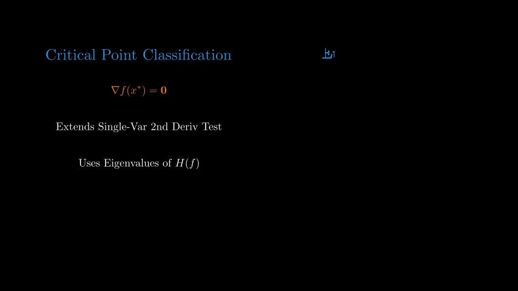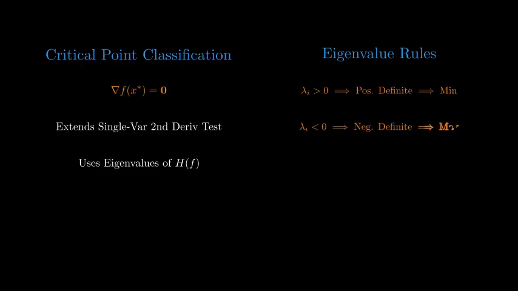If all the eigenvalues of the Hessian matrix are strictly positive, the matrix is positive definite, meaning the surface curves upward in all directions like a bowl, and our critical point is a local minimum. If all the eigenvalues are strictly negative, the matrix is negative definite, meaning the surface curves downward in all directions like a dome, and our critical point is a local maximum. If the eigenvalues have mixed signs, some positive and some negative, the critical point is a saddle point, meaning the surface curves up in one direction and down in another, much like a horse saddle.